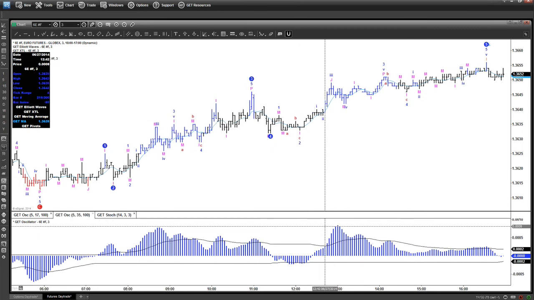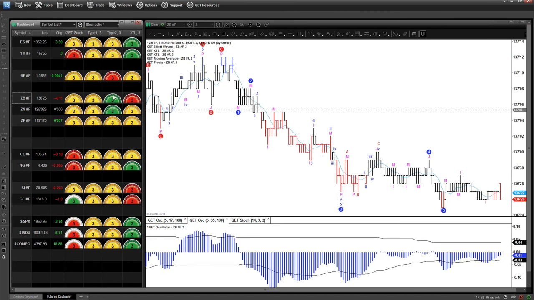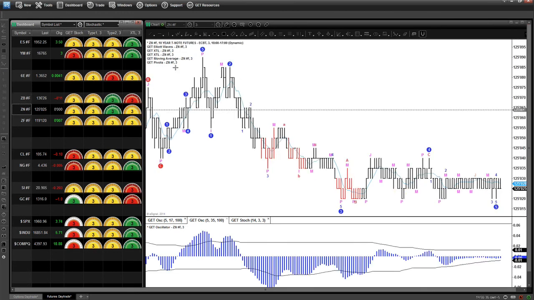Well, there's no divergence, so that's a little bit scary on that one. Here's ZB.